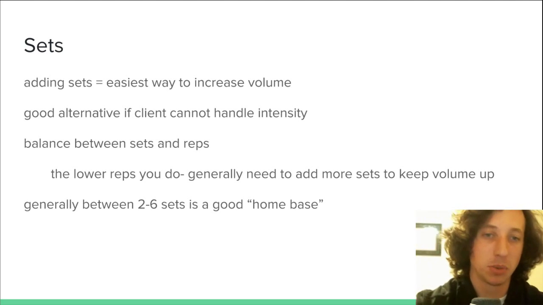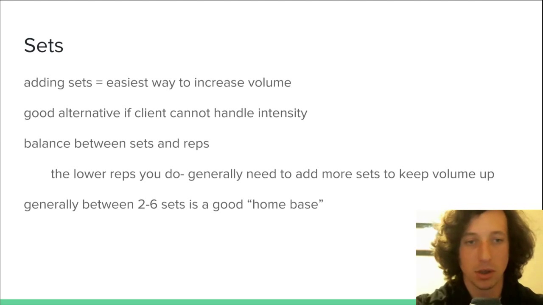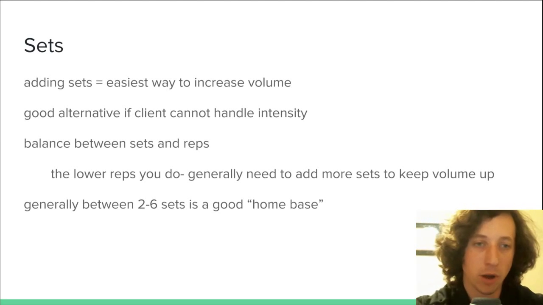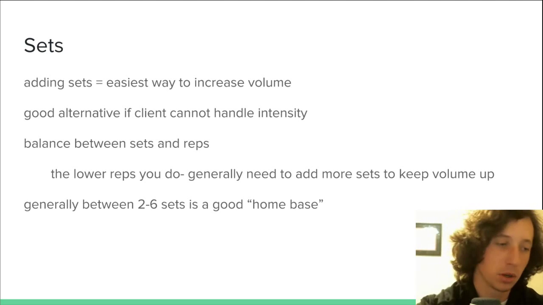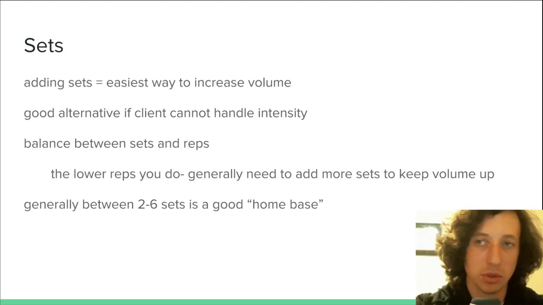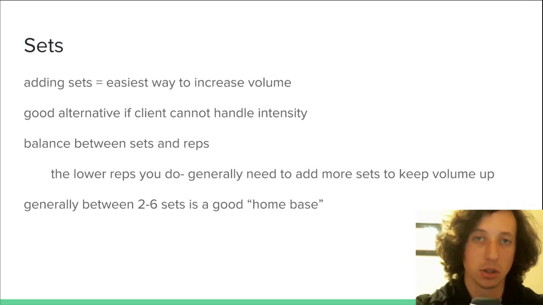There needs to be a balance between the amount of sets and reps that you do. So generally, the lower the amount of reps, as in the 1 to 5 rep range, you're generally going to need to do more sets to keep the volume up, and vice versa. If you have somebody do 25 reps of something, you don't necessarily need to have them do 10 sets of that. So generally between 2 to 6 sets per exercise is a good home base.